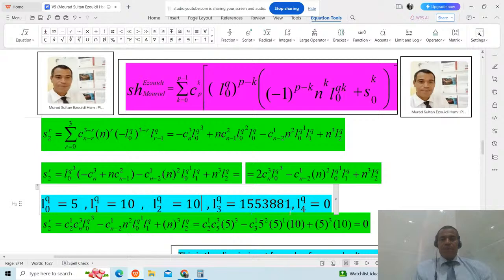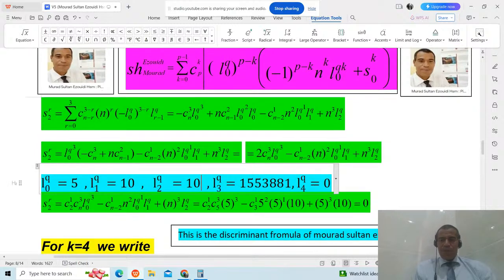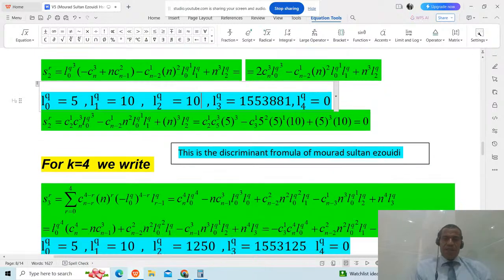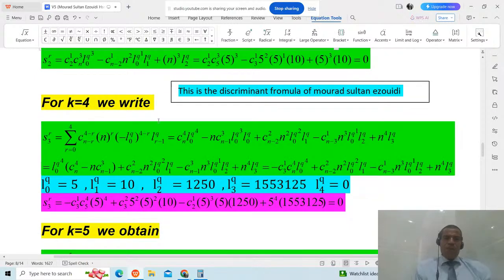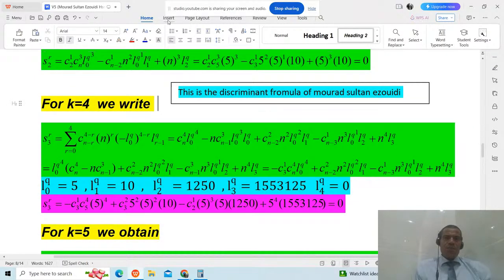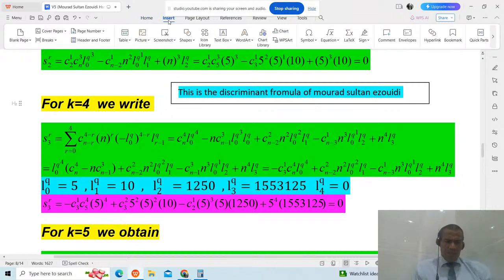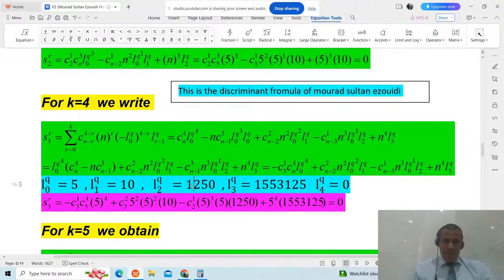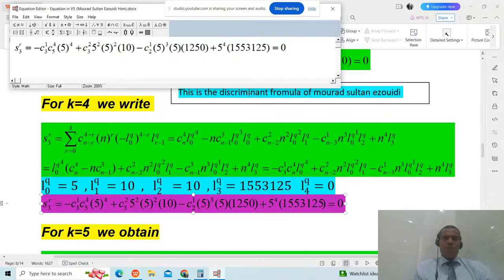Then we continue. I will just go back to the example and change 2 to 10. Now if we are going to use this formula to find S4, S3 we calculated. Now we move to this one, and here I should find the value of L3. This is 10. Now we will use the calculator.